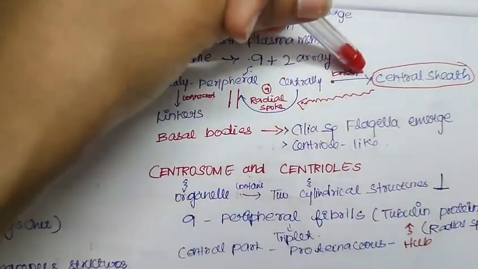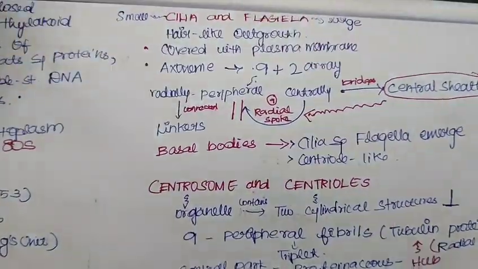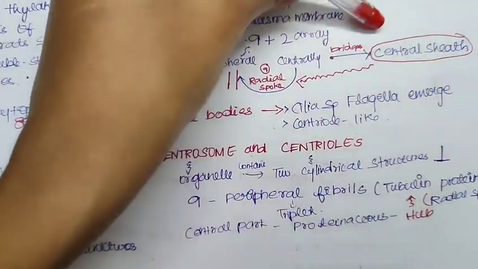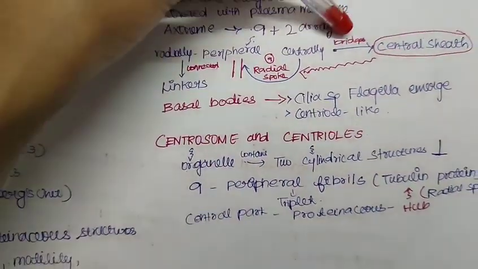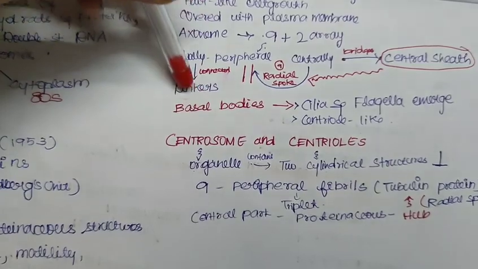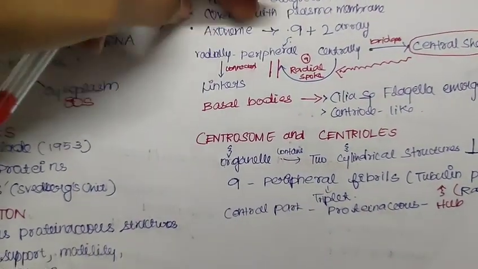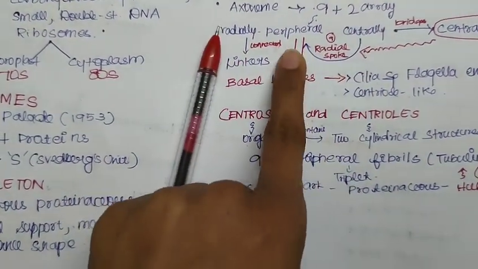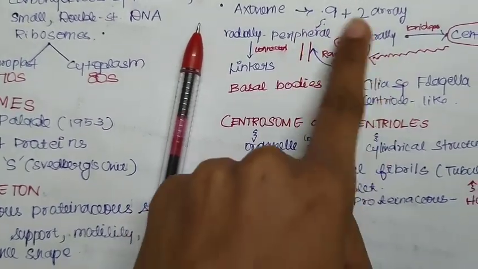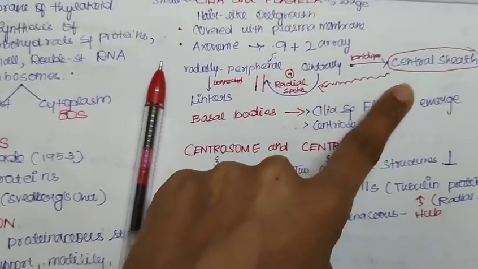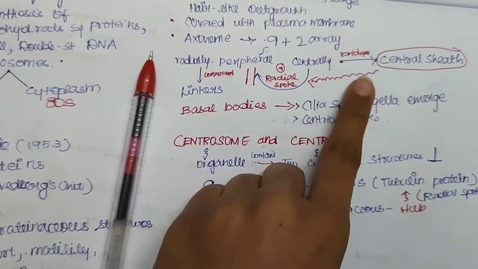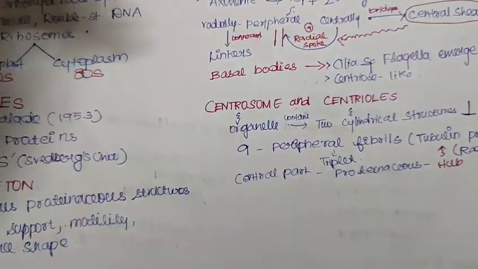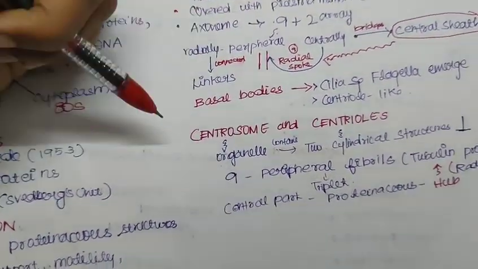The 2 in the center are connected by bridges, and the central tubules are covered by the central sheath. The central sheath will be attached to one of the peripheral tubules, which are in doublets. It attaches to one of them by means of a radial spoke. The central sheath, which surrounds the central tubules, is attached to the peripheral tubules by radial spokes. And the peripheral tubules are connected by linkers.